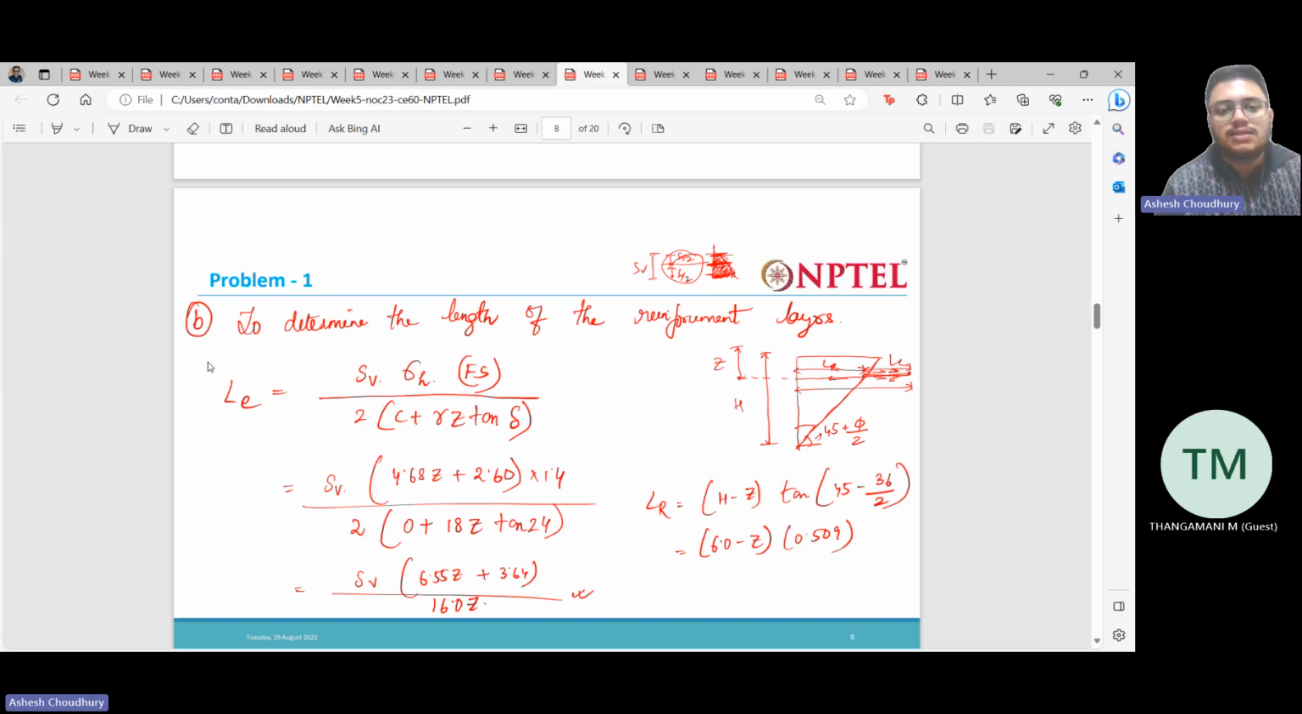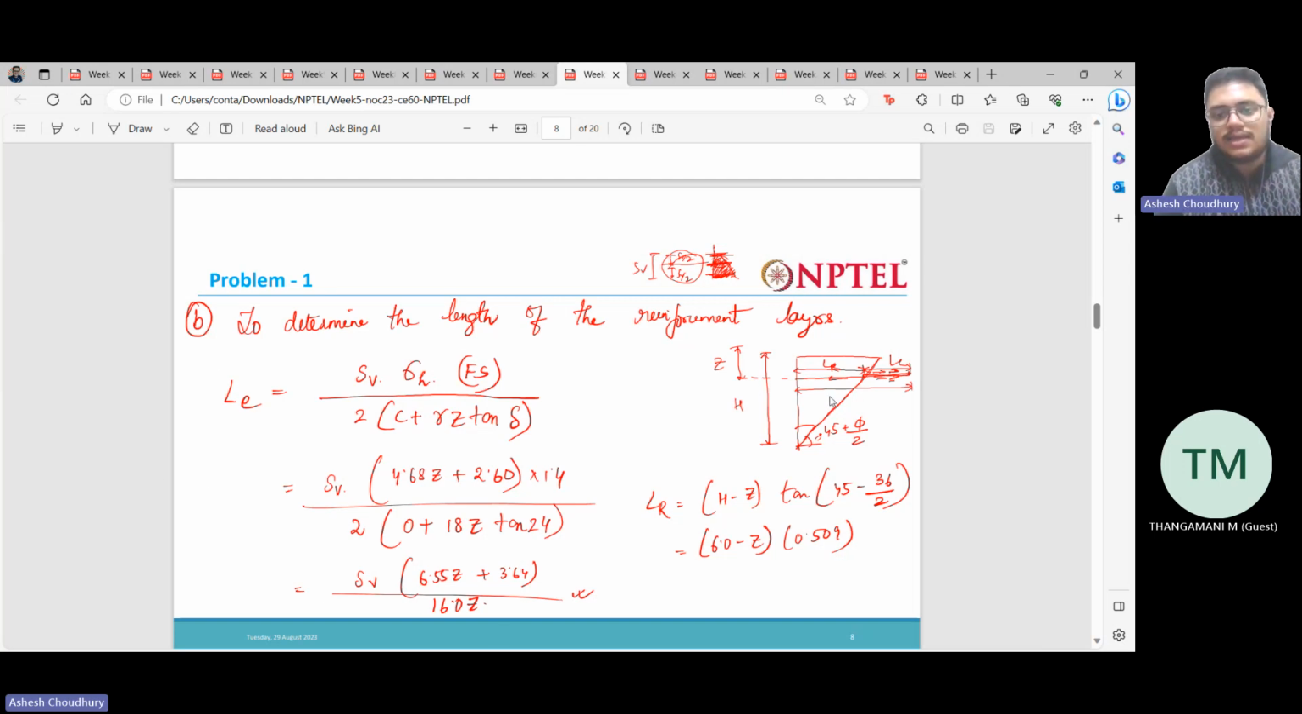To determine this length LE, we use this expression. You can see 2 into C plus sigma Z tan delta. That means the friction resistance times the embedment length. We need to find out the embedment length, right? So 2 times C plus sigma Z tan delta, where sigma Z is nothing but the vertical stress, times tan delta into 2 into LE should be equal to spacing times the horizontal pressure times factor of safety. So from there we get the expression for this embedment length.